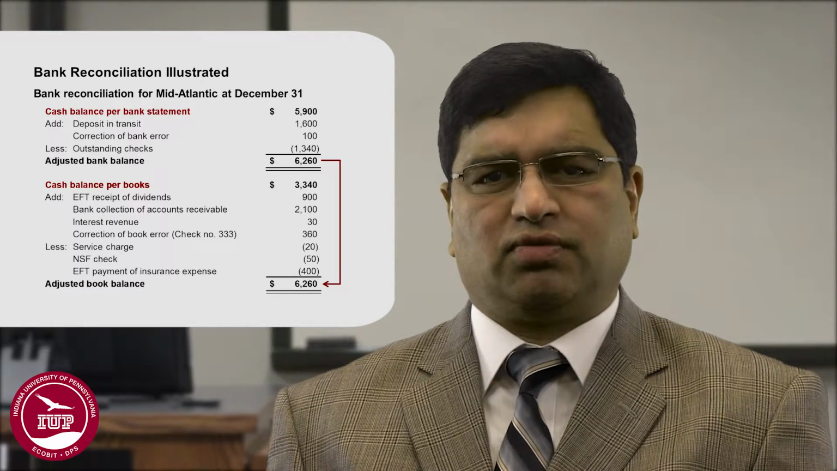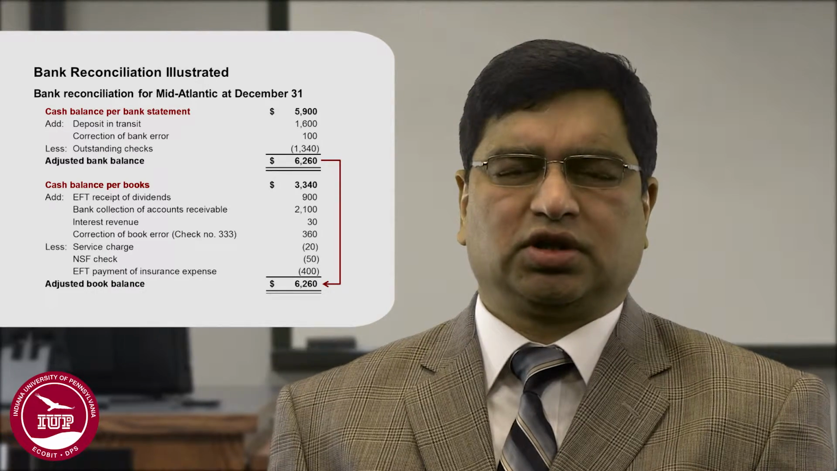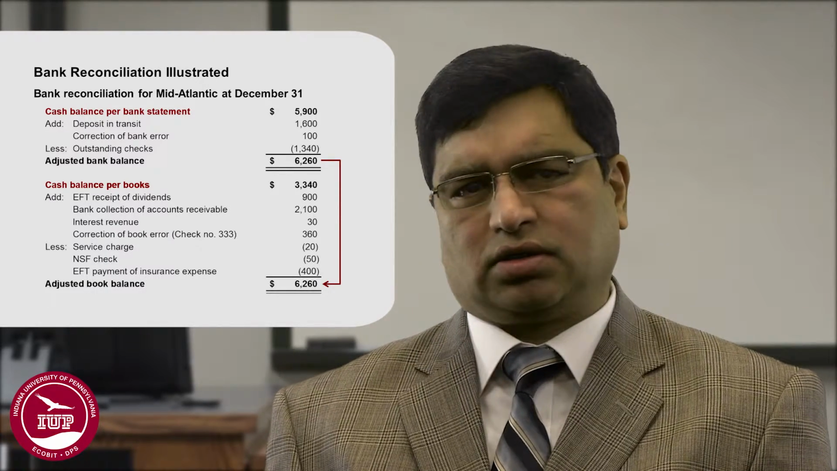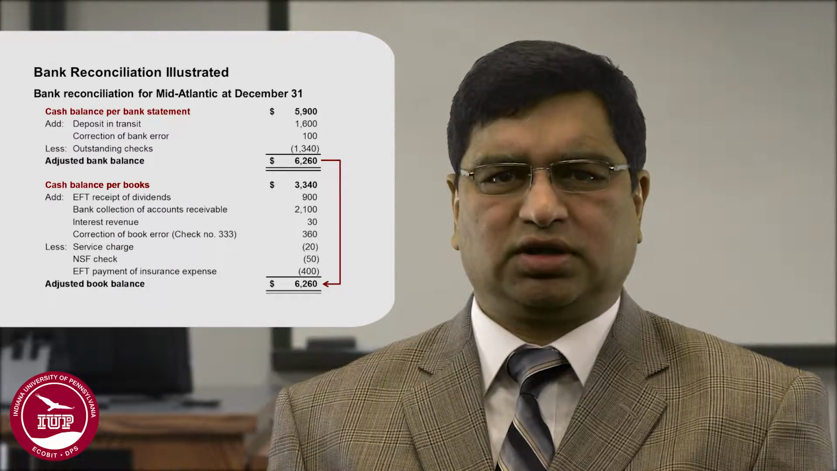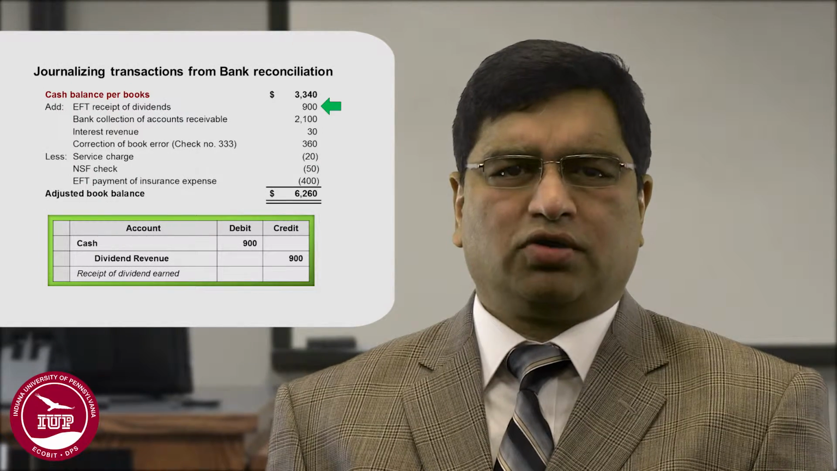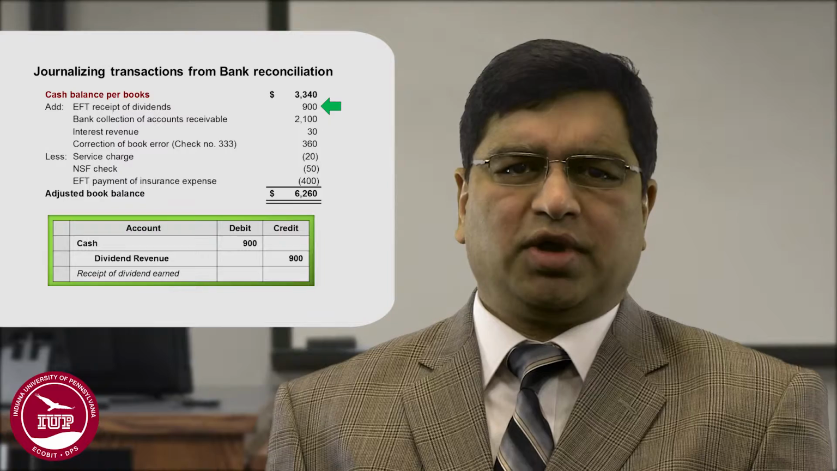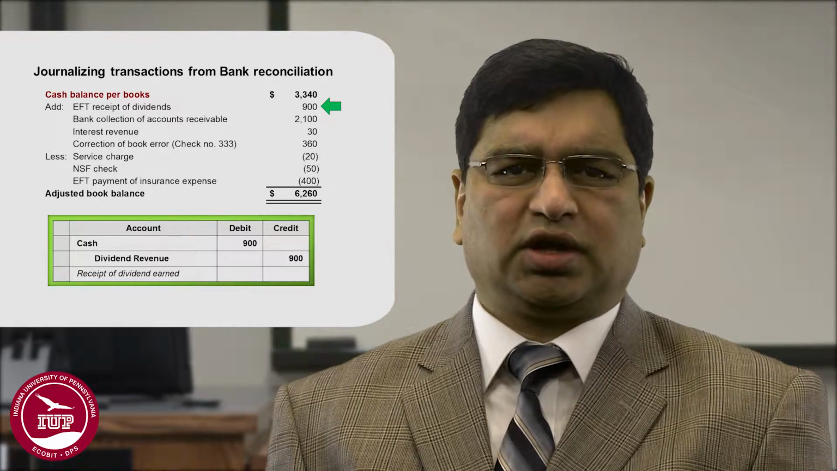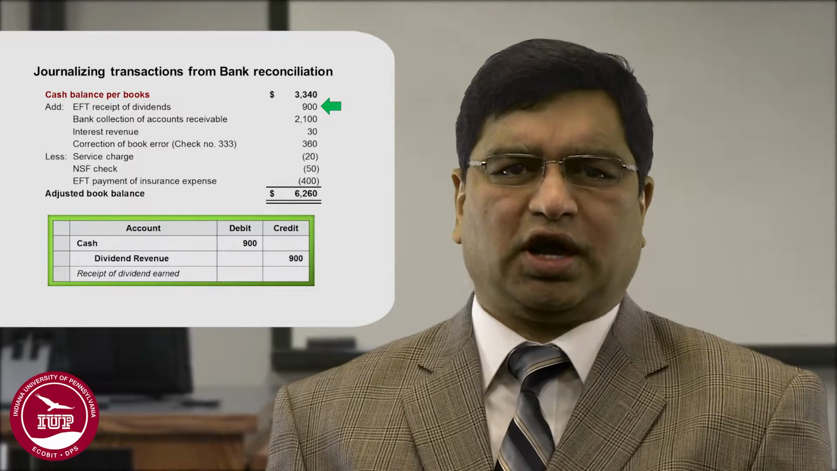So when you have made the adjustments, both the balances will balance, and that balancing statement is called the bank reconciliation statement. Now, how do you make the journal entries for these adjustments? You'll make journal entries for the cash balance as per the adjustments made to the cash balance.